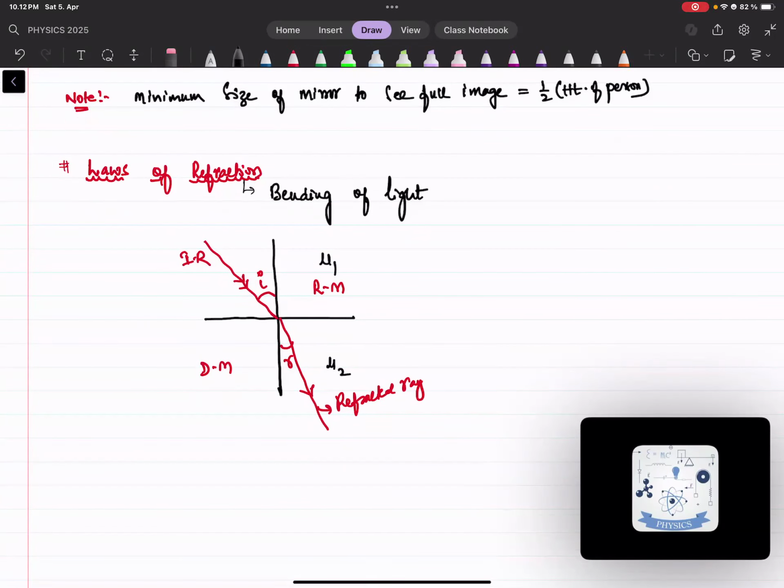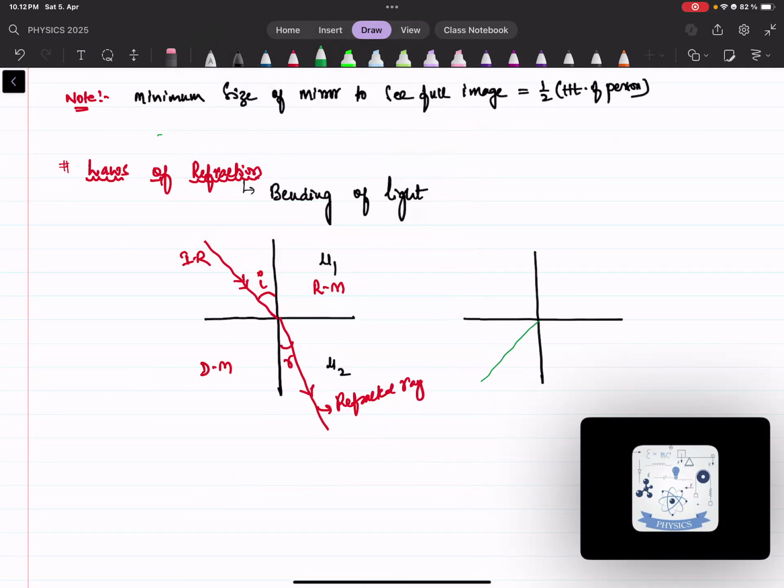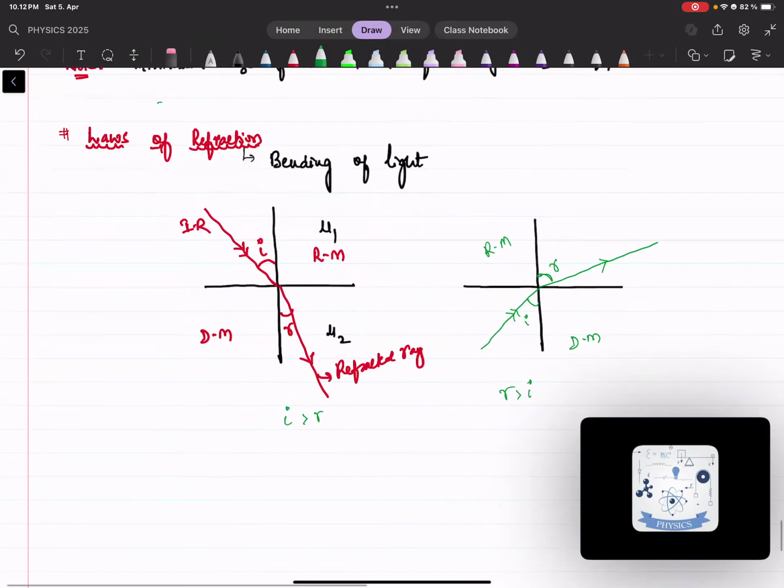When I'm going from denser to rarer, it will move away from the normal, like this. This is your normal. If a ray of light is going from the denser medium, this is your angle of incidence, this is your denser medium and this is your rarer medium. It will bend away from the normal. This is your refracted ray, this is your r. Am I clear? So in this one, the angle of refraction is greater than the angle of incidence. In this one, the angle of incidence is greater than the angle of refraction. Clear, beta?